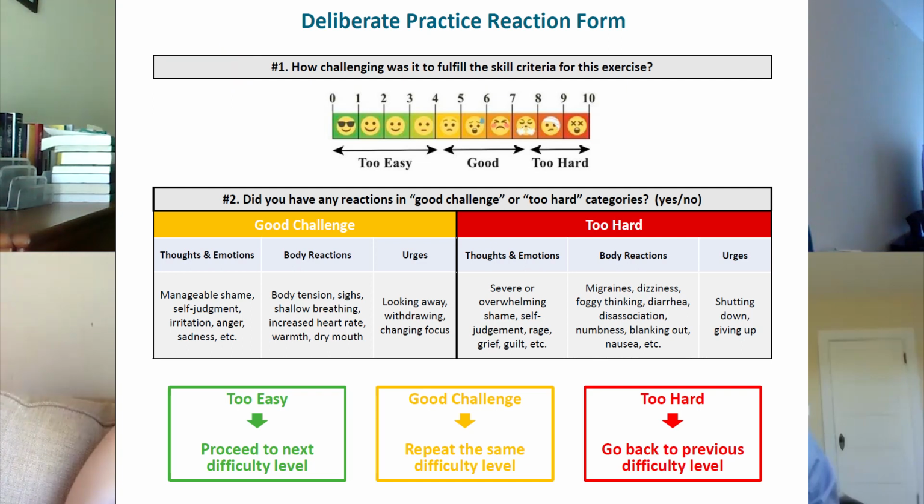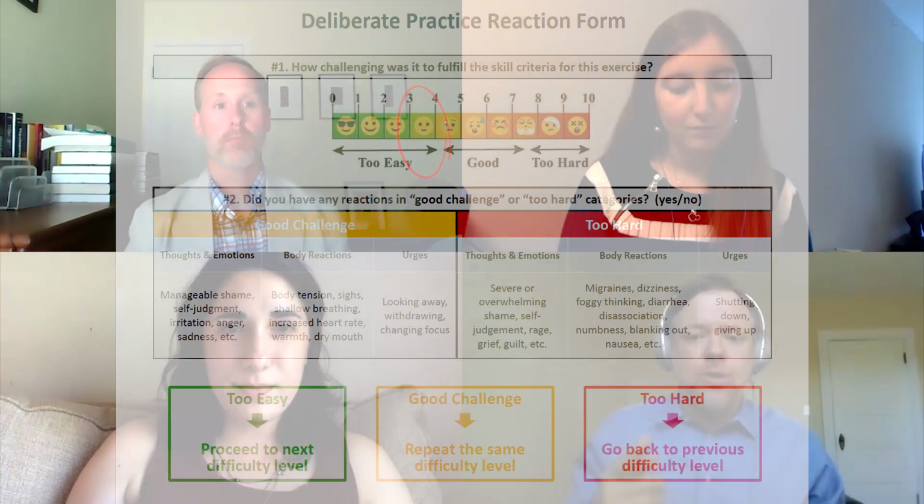I would say maybe around a 3 or 4. Yeah, okay, 3 or 4. So according to this form, that's pretty much in the too easy range. I mean, it seemed like you were really nailing it. So what that would tell us is that if we just keep doing a lot more rehearsal at this difficulty level, you won't benefit as much. So we should probably increase the difficulty of the client statements.